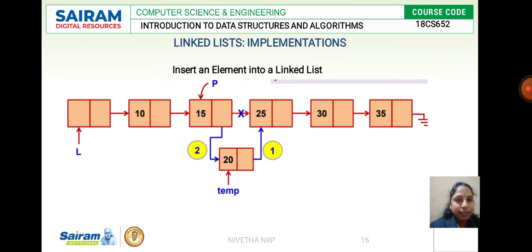See here, with this example it is very clear. We are going to insert 20 between 15 and 25. So at 10, the pointer will be representing the address of 15, and at 15 the pointer will be representing the address of 25. Now we are going to insert 20 between 15 and 25.